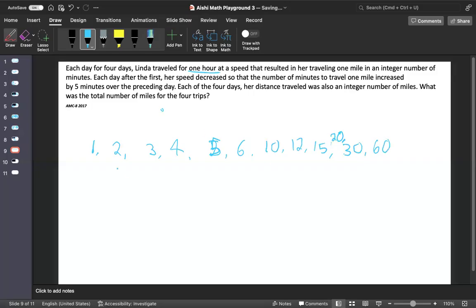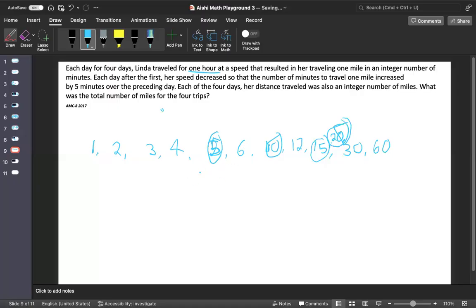So now if we go through the whole list, we need 4 numbers from these lists which go up by exactly 5. So we have 5, 10, 15, and 20. If you look through all of these, those are the only 4 numbers that go up by 5 in all the factors of 60.